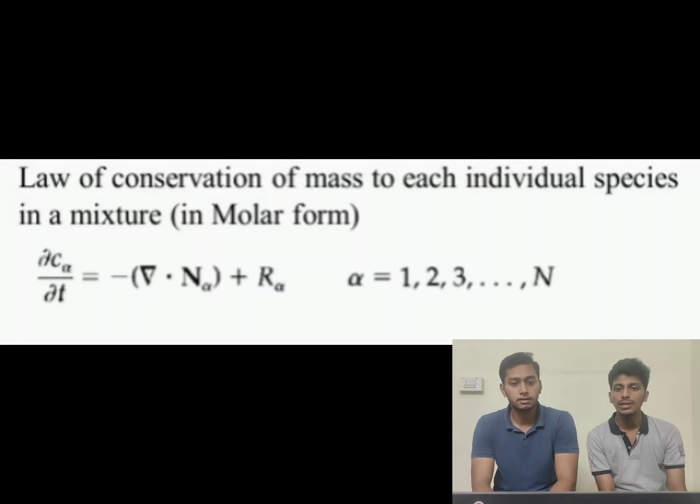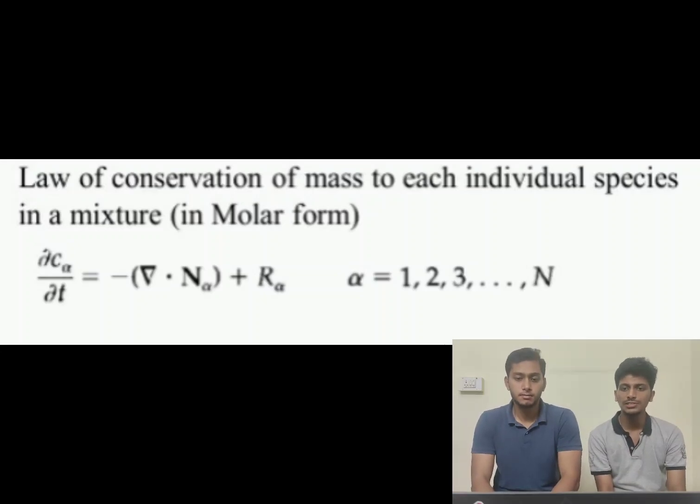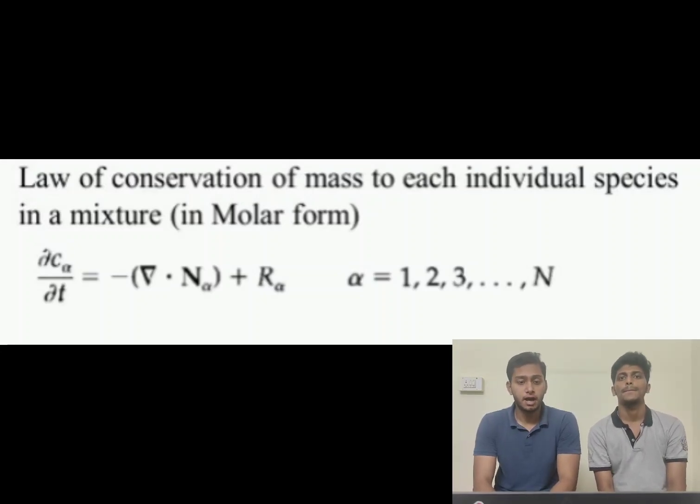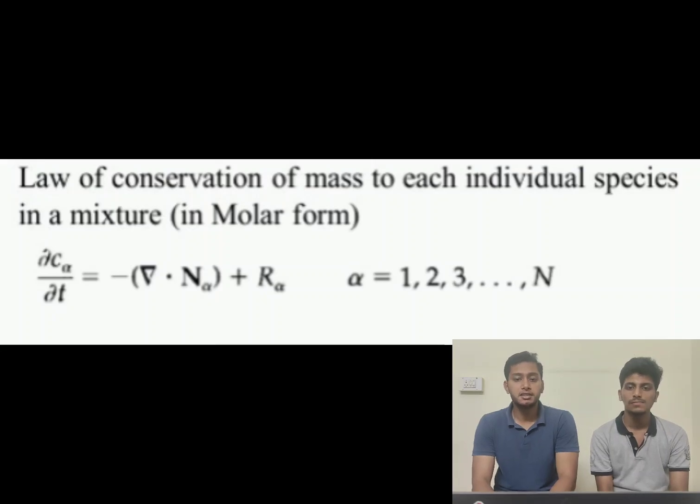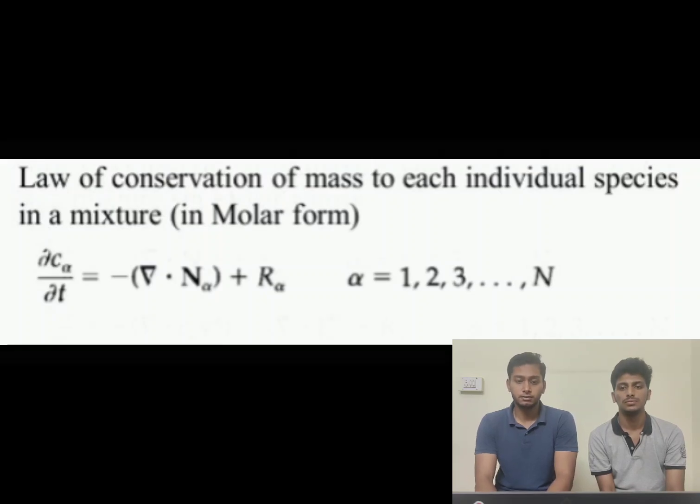Okay, so the next thing is minus del dot N alpha. This term captures spatial changes in molar flux. In simple terms, we could explain how the species moves in or out of a small volume. If more is leaving than entering, the concentration drops. And the last term, R alpha, adds the chemical reaction element. It can be positive if the species is being formed or negative if it is being consumed.